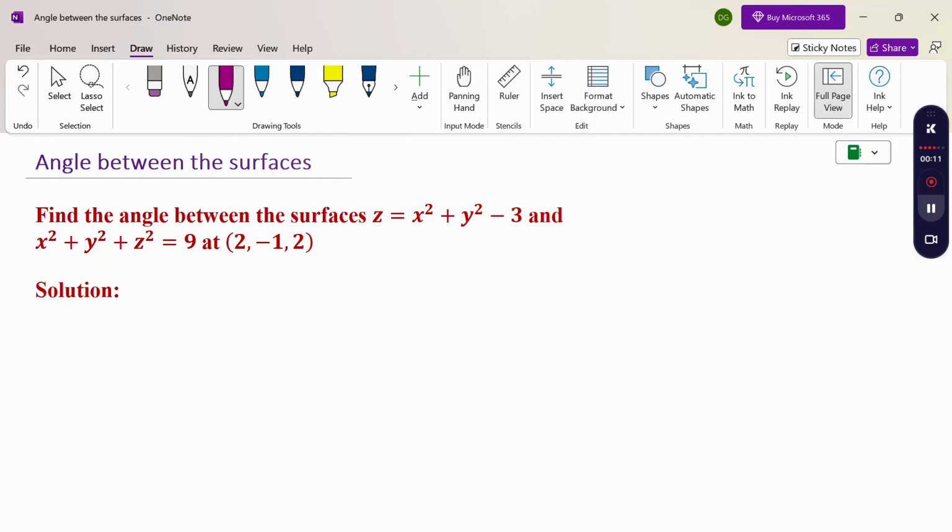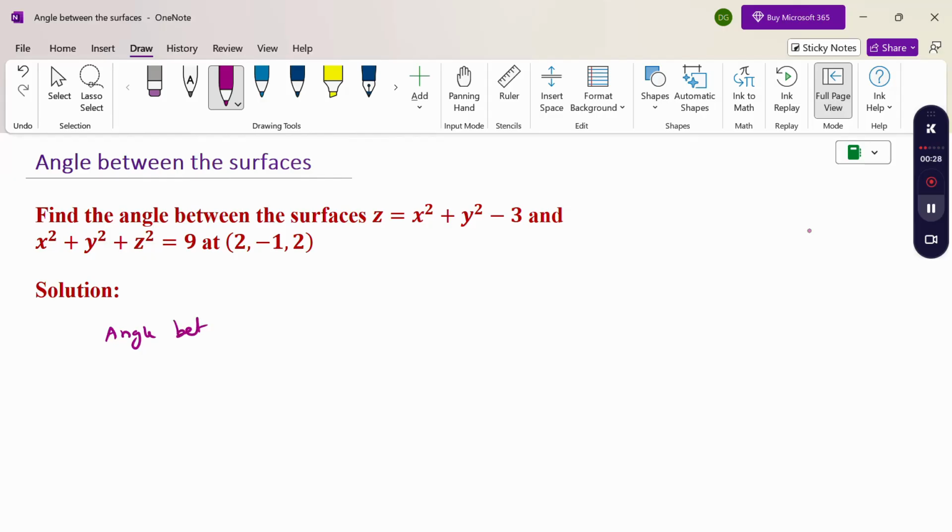Today we are going to discuss the angle between the surfaces problem. Find the angle between the surfaces z equal to x square plus y square minus 3 and x square plus y square plus z square equal to 9 at the point (2, -1, 2). First of all, what is the formula for the angle between the surfaces?